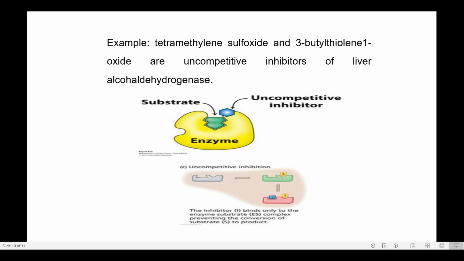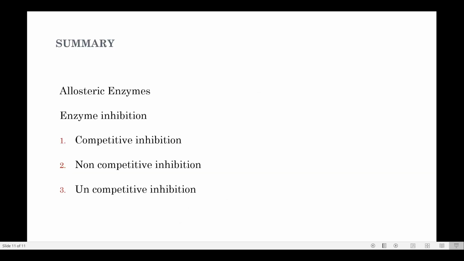In the case of non-competitive inhibition, they are not substrate analogs, and they bind at a site other than the active site. Whether the substrate occupies it or not, it causes a conformational change which prevents the reaction from occurring. So this type of inhibition, that is non-competitive inhibition, cannot be reversed by increasing the substrate concentration.